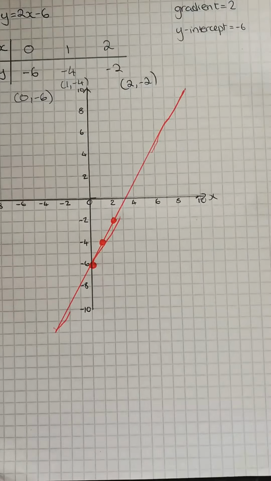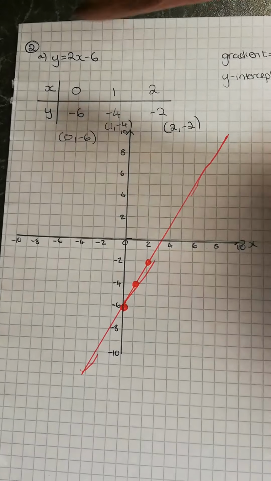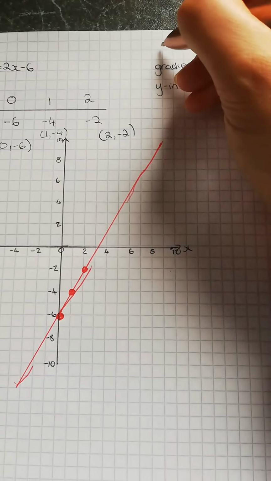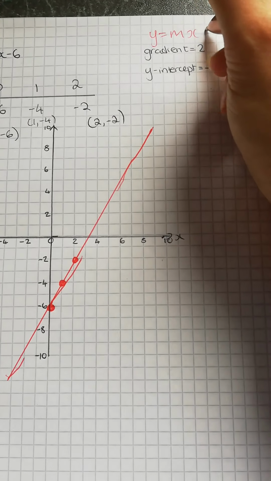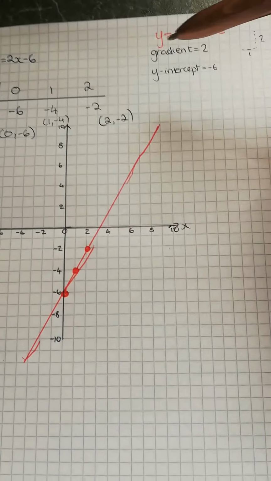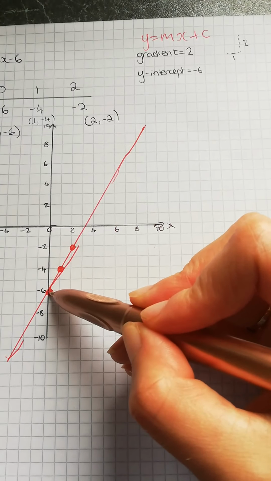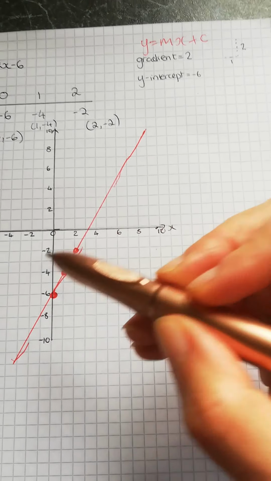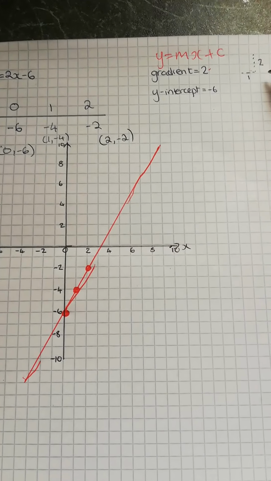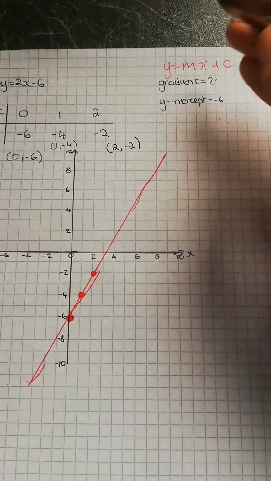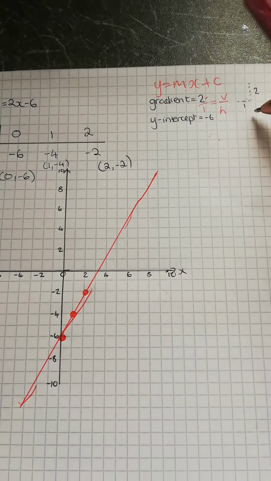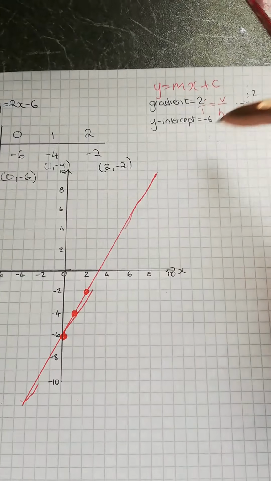Now, the other way that we could have tried to draw this without doing this little table of values is think back to what we know about the equation of a straight line. We know that y equals mx plus c. So c, this minus 6 in this case, is where it crosses the y-axis, the y-intercept. And look, we've got that here. It crosses at minus 6. And also, we've got a gradient of 2, which means, remember that for every 1 we go along, we go 2 up. That's what a gradient of 2 means, because it's 2 over 1, and it's vertical over horizontal, so 2 over 1. And it's positive, so we're going up the way.